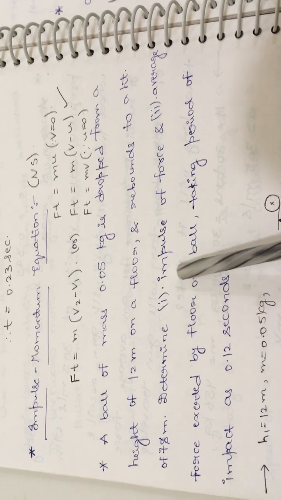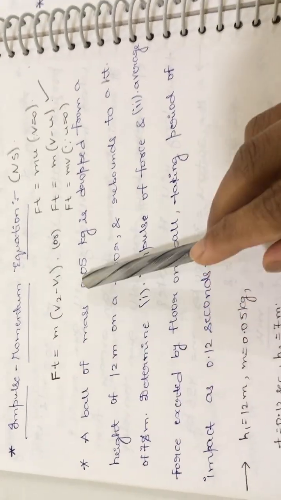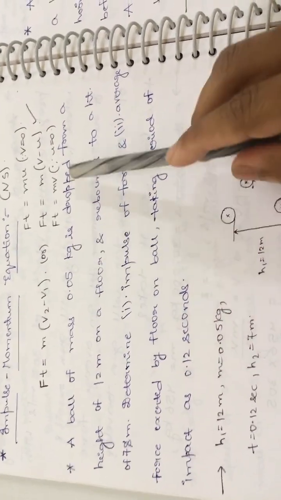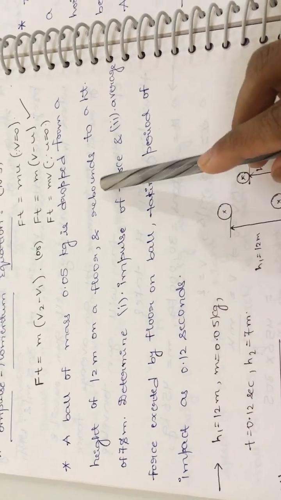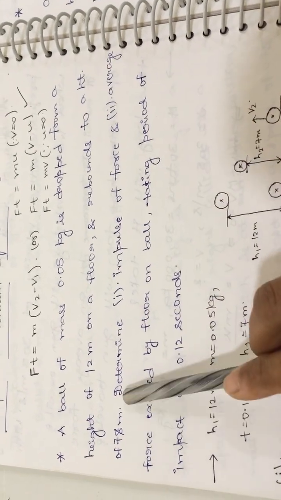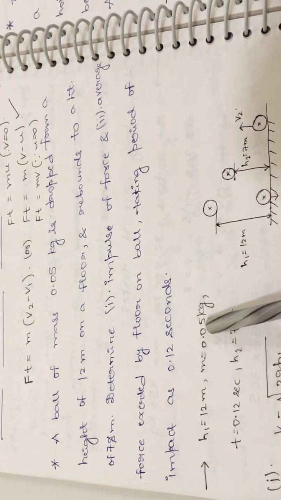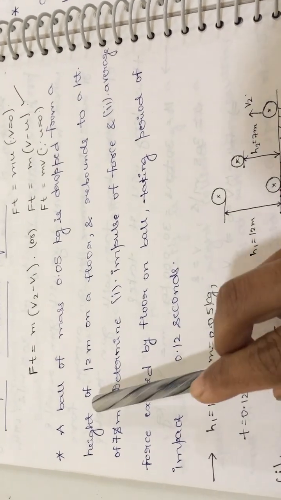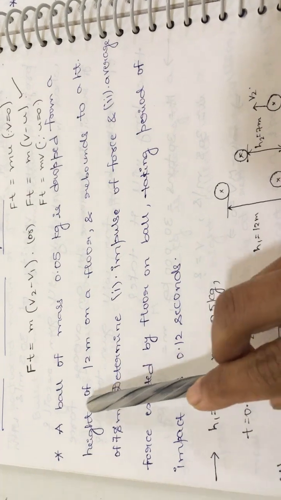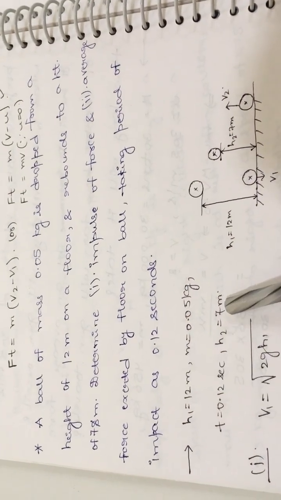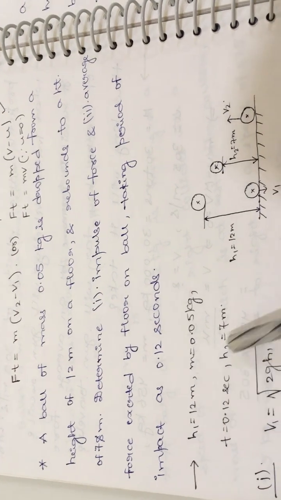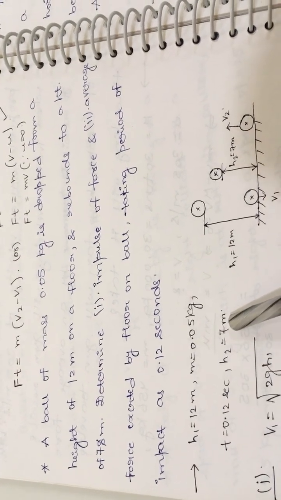Now this is the first problem. A ball of mass 0.05 kg is dropped from a height of 12 meters on the floor and rebounds to a height of 7 meters. So the mass value is given as 0.05 kg, and two height values are given. We will take those two height values as h1 and h2. So h1 is equal to 12 meters and h2 is equal to 7 meters.